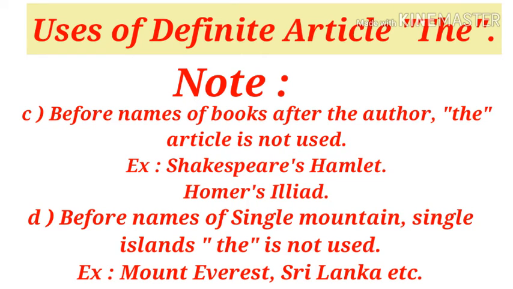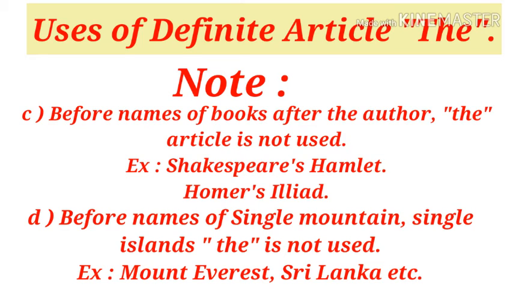We use the definite article the only when a book is not called by its author's name. For example, if we say the Bible, then we can use the. But if we call a book after the name of its author, we do not use the definite article in front of that book. For example, Homer's Iliad, Shakespeare's Hamlet, like this. Here we do not say Shakespeare's the Hamlet, we say Shakespeare's Hamlet. This is an important thing that we should remember.